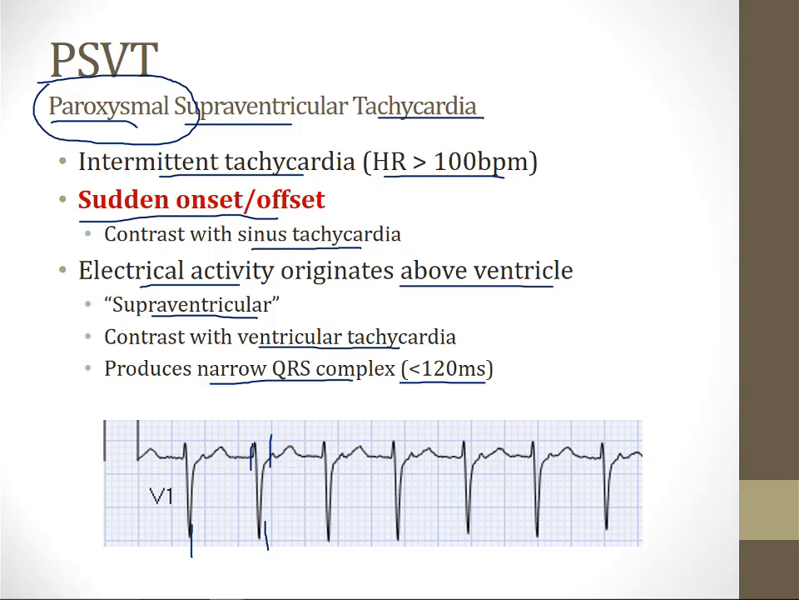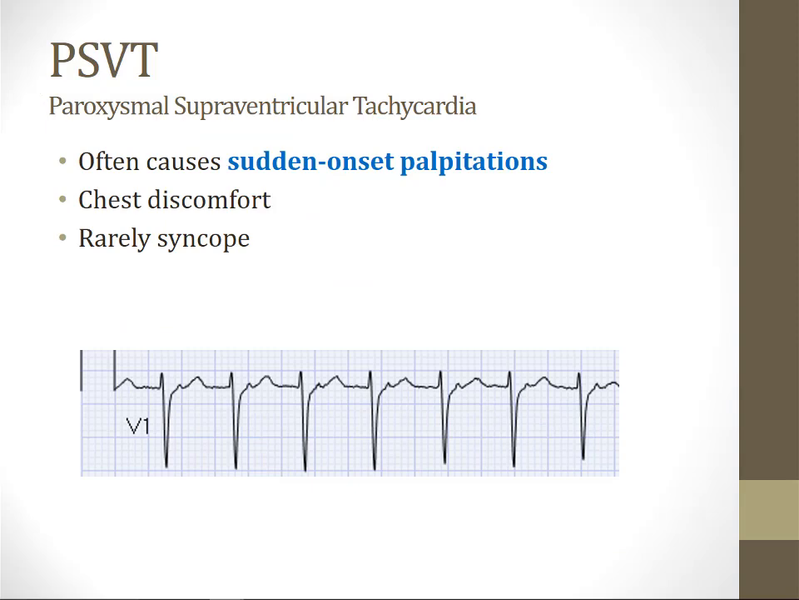And as I mentioned on the last slide, the problem with these disorders is that they cause sudden onset palpitations. So most patients will say, I was sitting at rest and suddenly I felt my heart racing for a few minutes and then it broke. That's the typical history of a patient with a PSVT. Sometimes these patients also have chest discomfort, and rarely, if the tachycardia is very, very fast, it can lead to syncope.